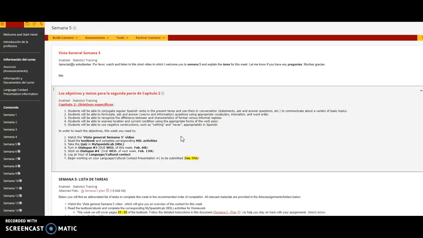You'll be able to recognize the difference between and the characteristics of formal versus informal register. There were some problems with that on the first dialogue, so hopefully this will help clarify some of that. You'll be able to express location and current condition using the appropriate forms of the verb estar. And you'll be able to use some negative constructions such as nothing and never appropriately.